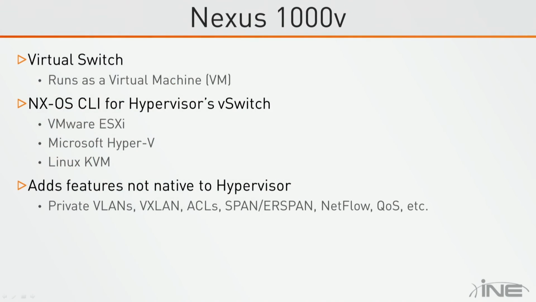So key here is that this one is not going to be hardware bound. This is going to be a software switch that is running as a virtual machine on any type of server, whether it's a UCS Blade server, a UCS rack mount server, or a white box server like a Supermicro or Dell, IBM, etc. Basically anything that is going to be running a hypervisor on top of it.